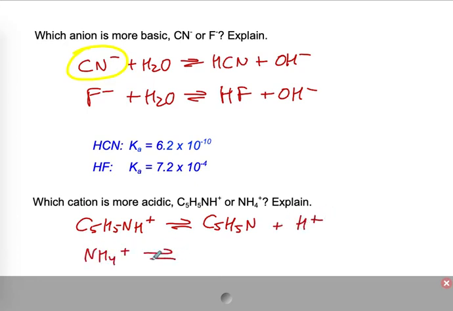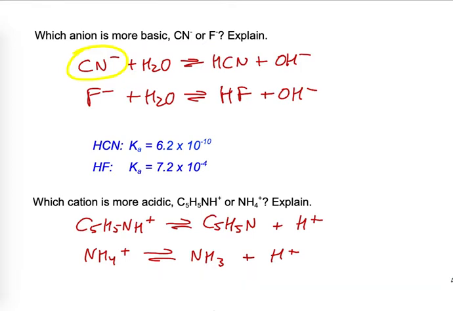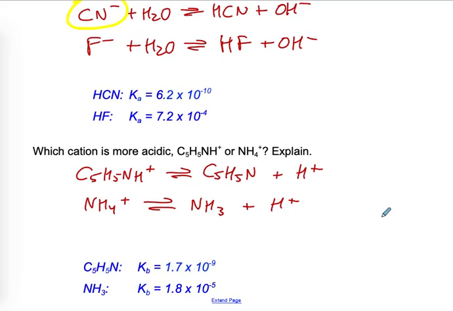Ammonium ionizes to form ammonia, the conjugate base, plus the hydrogen ion. Well, once again, we said that the stronger the base, the weaker the conjugate acid. Therefore, the weaker the base, the stronger the conjugate acid. So let's look up our Kb values. Pyridine has a Kb of 1.7 times 10 to the negative 9th. Ammonia, on the other hand, has a Kb of 1.8 times 10 to the negative 5th. Ammonia is the stronger base. It has a higher tendency to accept the proton. Therefore, pyridine, the weaker base, will form the stronger conjugate acid.